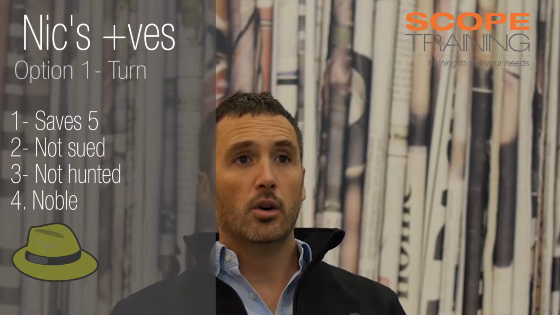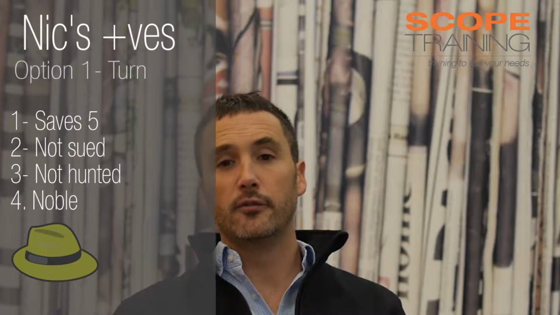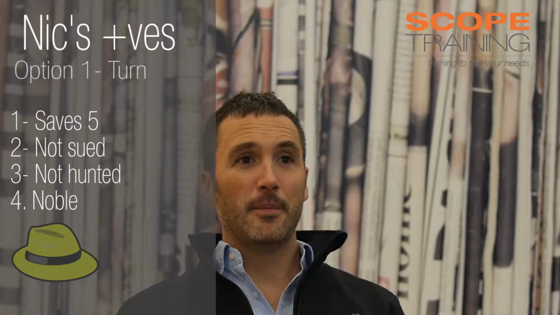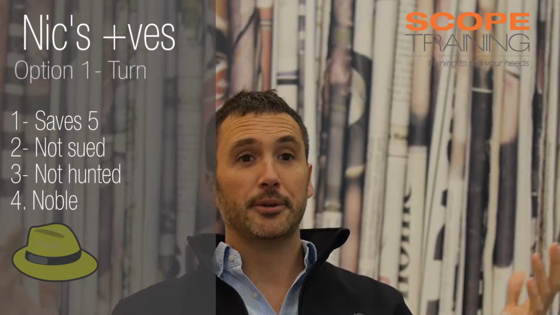Yellow hats, we're looking at the positives here. So what are all the good things about each option? So we look at option 1, turning, the good things. Well, if we turn, we're going to save 5 people. Well, 4 because we die. We won't get sued. They won't come after our family and kill us. It's the noble thing to do. Positive is not turning.